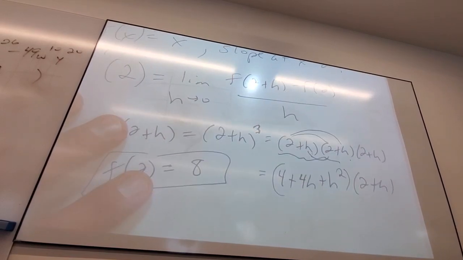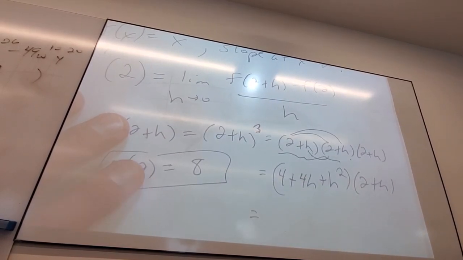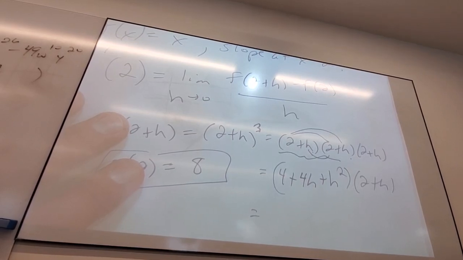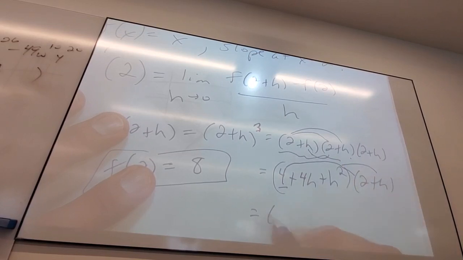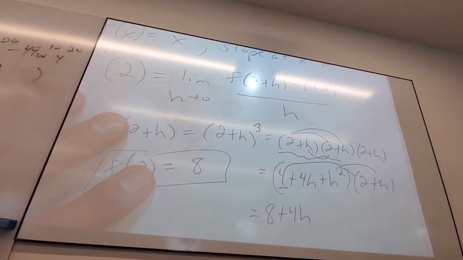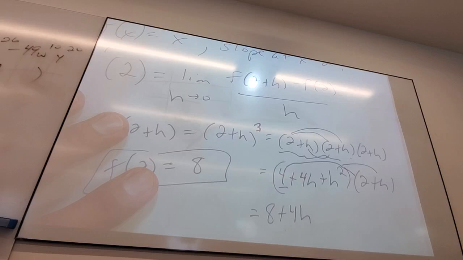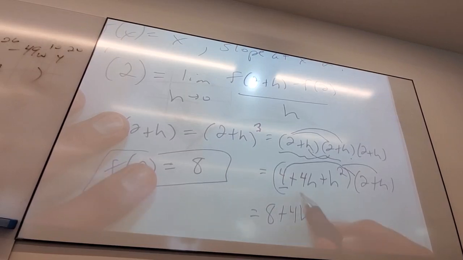Now, how do I multiply that stuff together? Just take turns. 4 gets a turn. 4 times 2, 4 times h. You guys with me? Keep going. Give everybody a turn. Everybody gets a turn. Now it's 4h's turn.